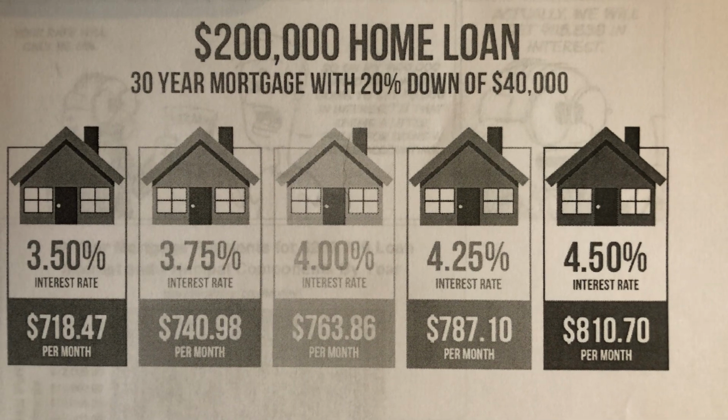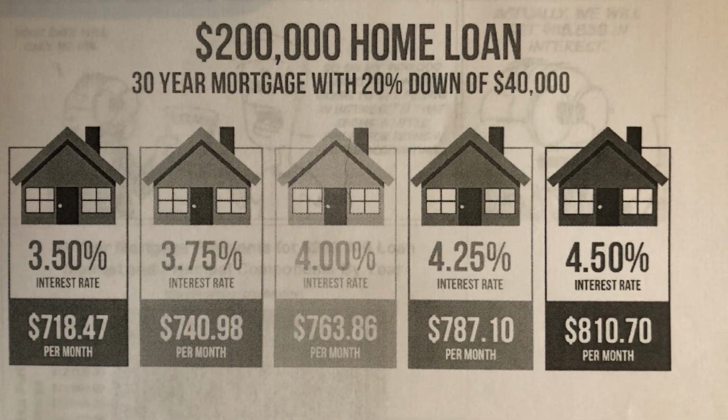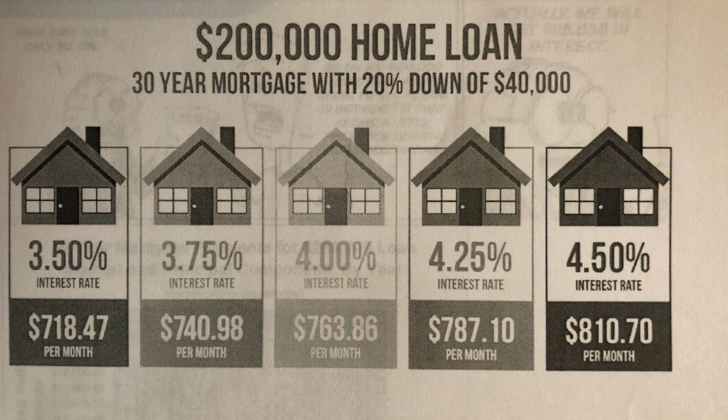So if you have a $200,000 home loan, 30-year mortgage, and you put down $40,000. Okay, so you're really borrowing... So you really got a $240,000 house. Okay, $40,000 down, $200,000 for the home loan.